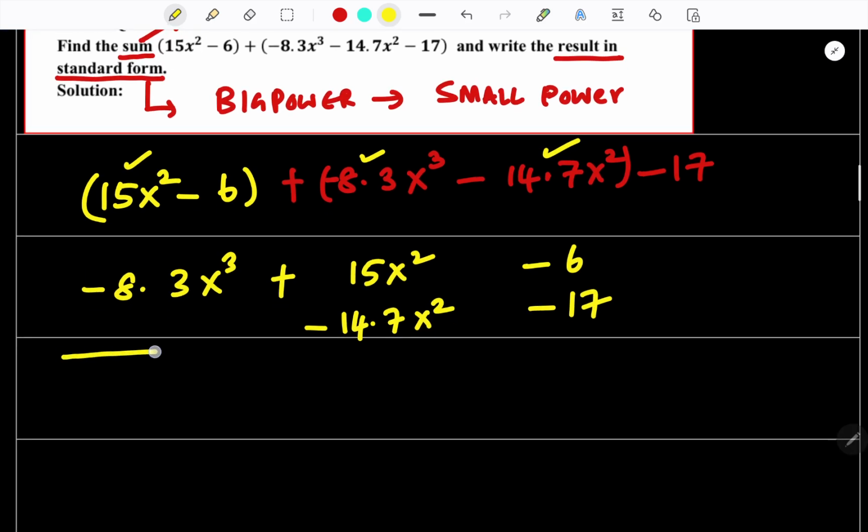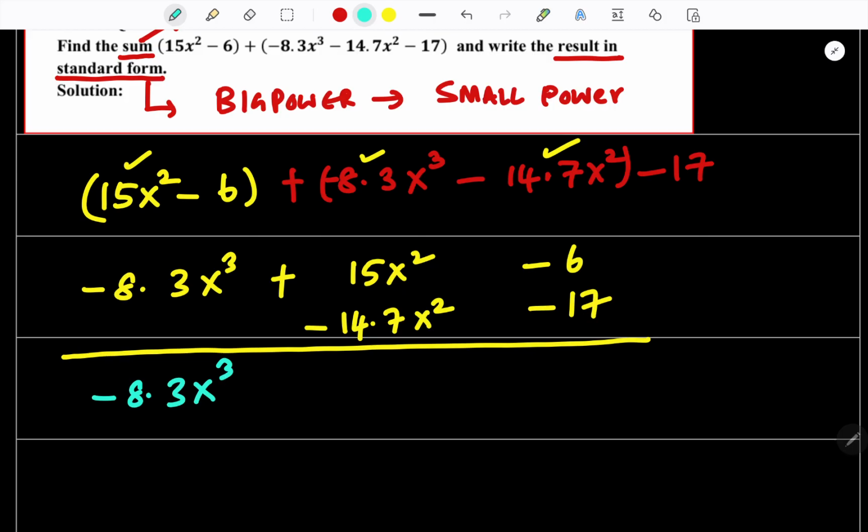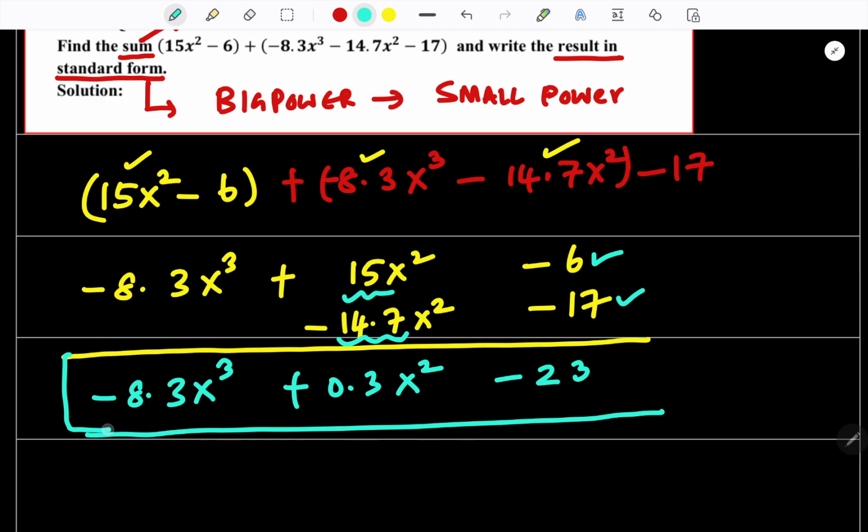So all together I'm going to add. There is no other x cube term here, so minus 8.3 x cube. And then please put in the calculator 15 and minus 14.7. You will get 0.3 x square. And put in the calculator minus 6 and minus 17 because they are small numbers. So it's minus 23. So this is your answer.